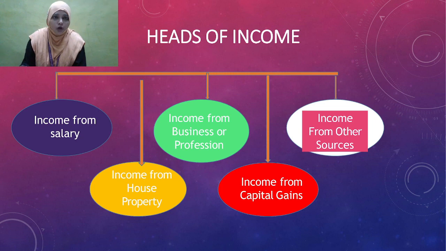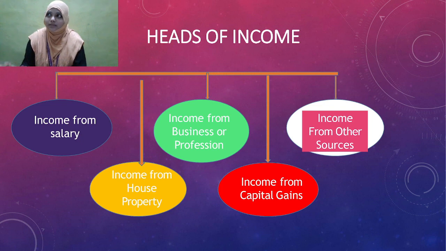House property: whether you let out your house property, or give it for shopping purposes or any other use, the income out of your house property is taxed. Whereas income from business or profession, whatever you receive as output out of your business or profession, will be paid under this head. And the next one is income from capital gains.